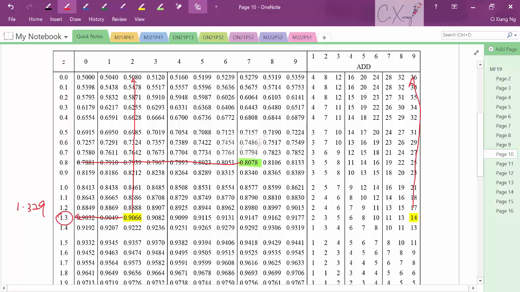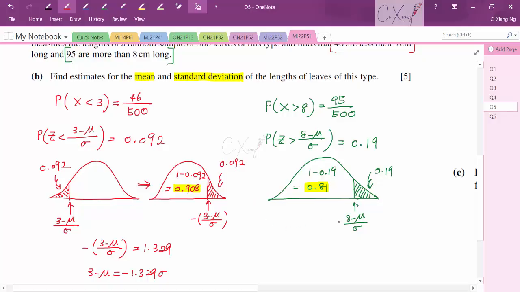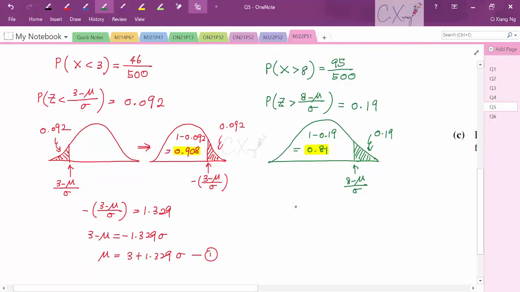Therefore, the value here will be 0.87, and we need to add 22 to get 0.81. So 22 is this, and if you look further, the digit here is an 8. So again, you are having 0.878. So the value of z here will be 0.878. I will just equate it like this: 8 minus mu divided by standard deviation equals 0.878. Then if I rephrase my equation, I will have mu equals 8 minus 0.878 sigma. And this will be my second equation.